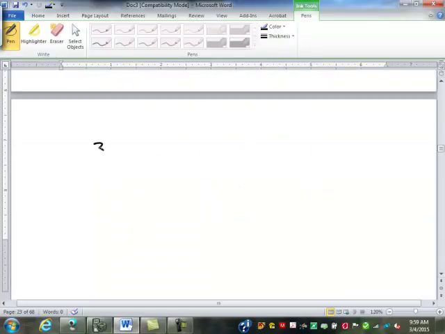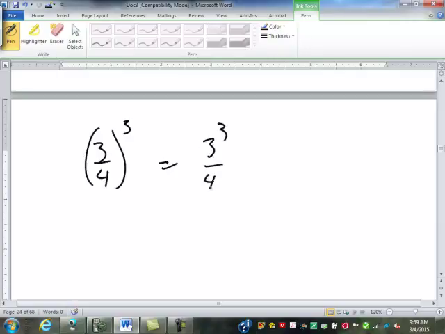Number 30: 3/4 cubed. Remember, this becomes 3 cubed over 4 cubed. 3 cubed is 27. 4 cubed is 64.